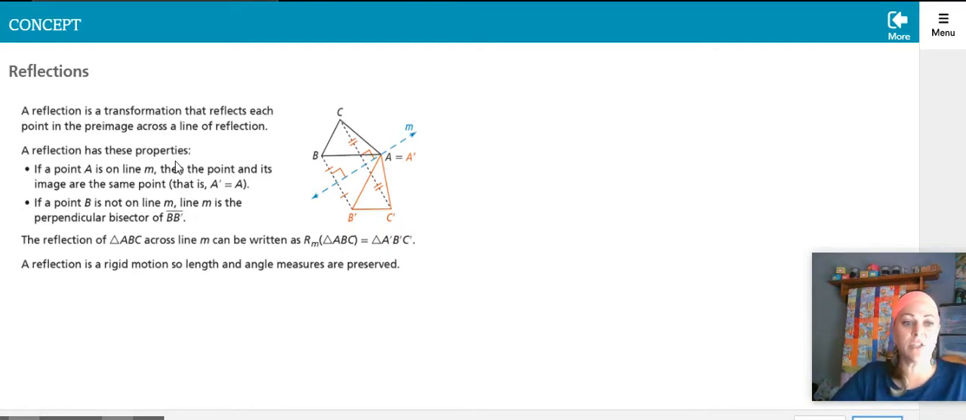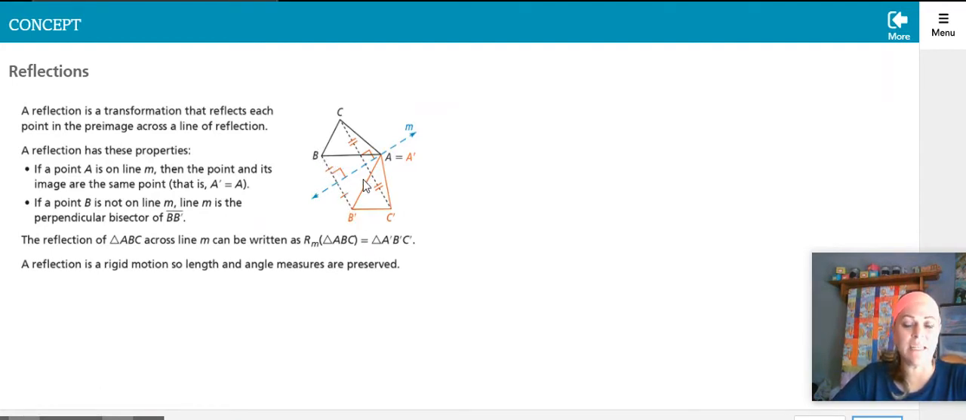It says a reflection has 3 properties. If point A is on a line M, then a point and its image are at the same point. So basically, if there's a point on the line, when you reflect, it's going to stay on that line. It doesn't move, it doesn't change, it just stays on that line. So point A stays, and A prime is the exact same point because it is on the line of reflection. But if you have point B, see how B prime is not on the same point? It actually moved, it reflected across from point B to B prime.